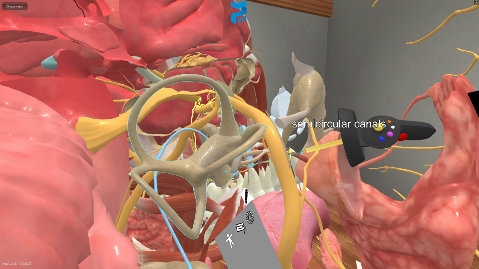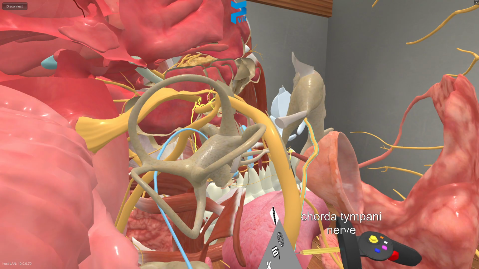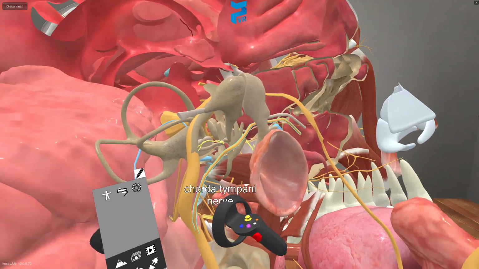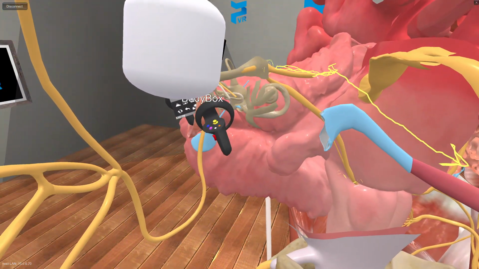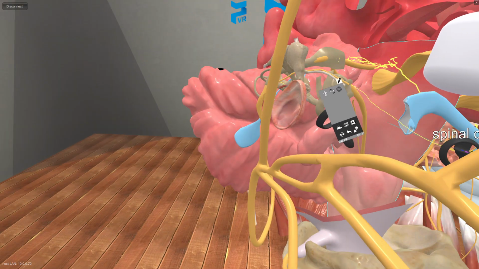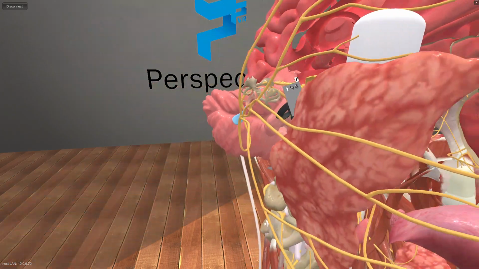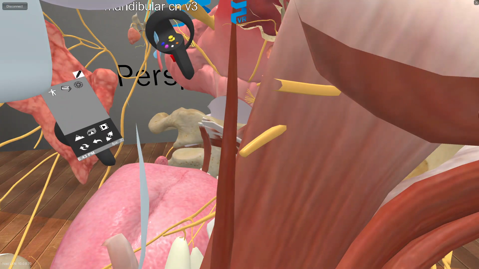Moving through the facial canal, we can also see the chorda tympani nerve that passes through the tympanic cavity and enters the infratemporal fossa. As it moves distally, the chorda tympani nerve will join the lingual nerve, a branch of cranial nerve V3, or the mandibular branch of cranial nerve number 5, the trigeminal nerve.